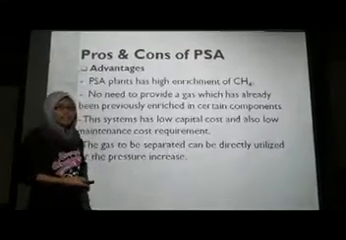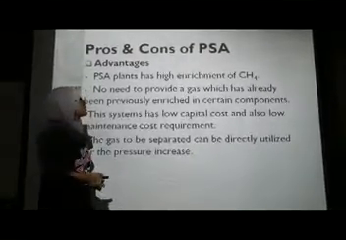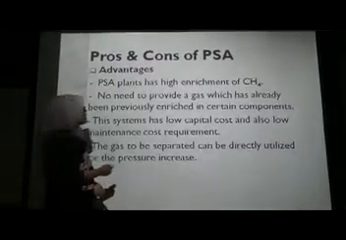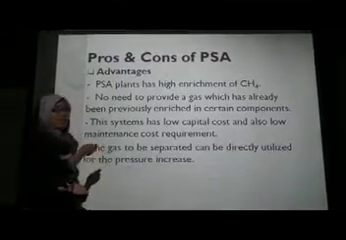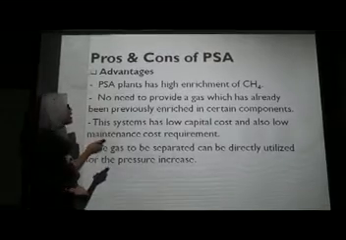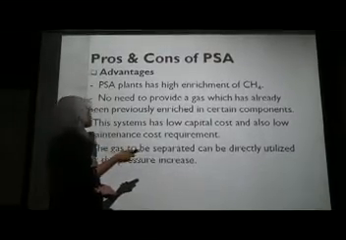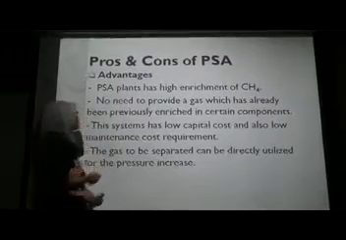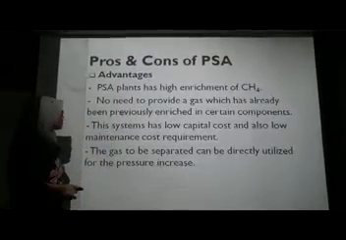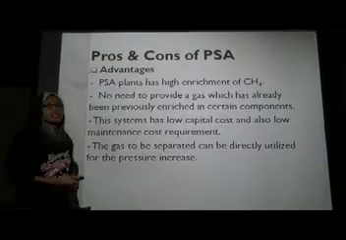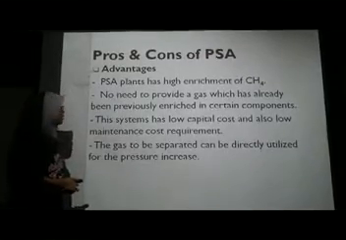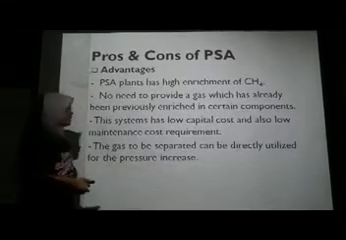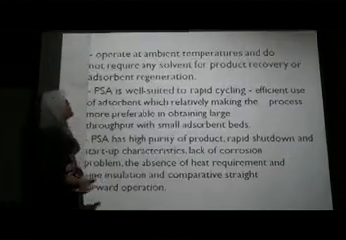Now we proceed to pros and cons of PSA. There are several advantages and disadvantages of PSA system in the industrial sector. Here are the advantages. PSA plant has high enrichment of methane gases. Thus, there is no need to provide a gas which has already been previously enriched in certain component. This system has low capital cost and also low maintenance cost requirement. Then the gas to be separated can be directly utilized for the pressure increase.